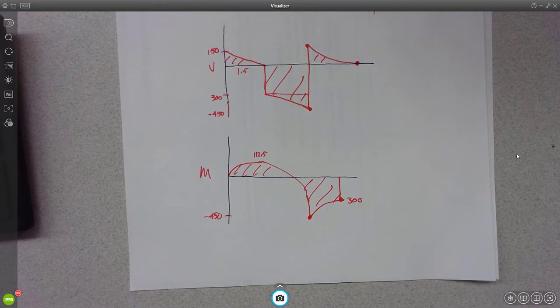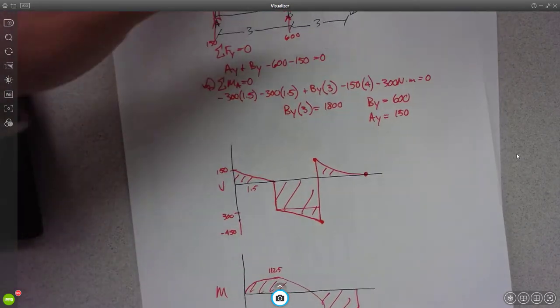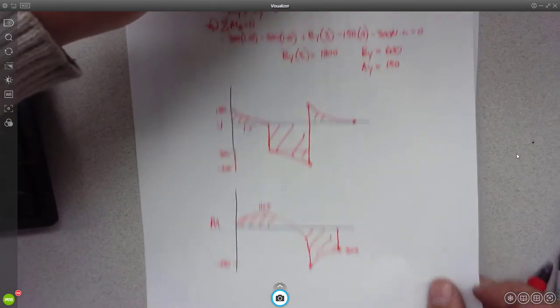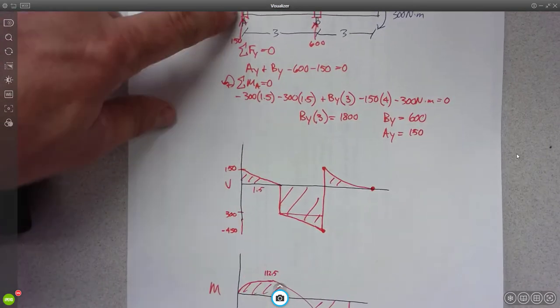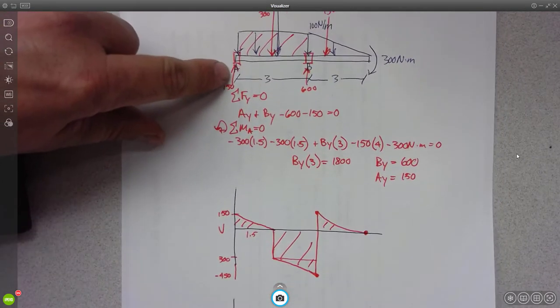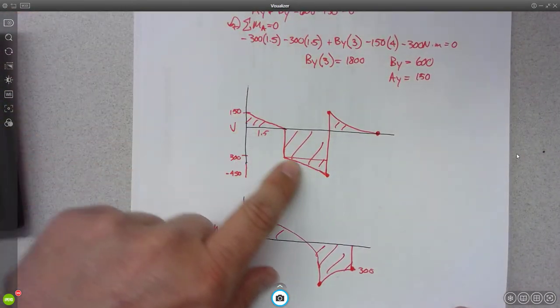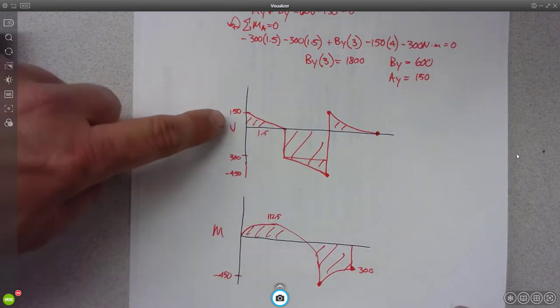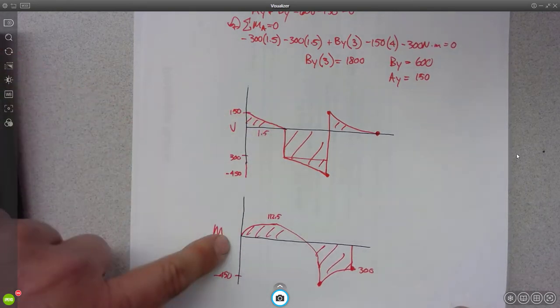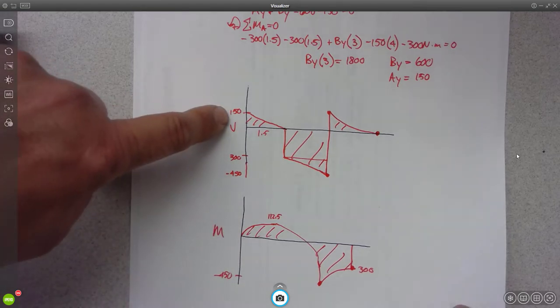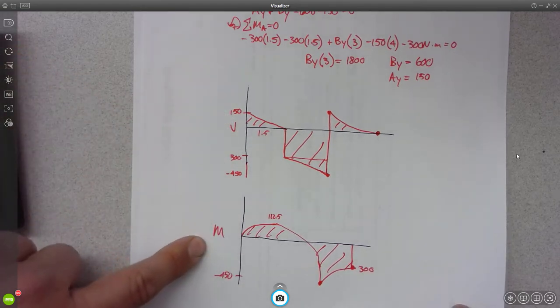Any other questions folks had on the exam? Yeah, this one definitely easier. Really? Okay. This one is not definitely easier, but it is quite solvable, right? You just have to stick to your guns of knowing that a point load causes a jump, a distributed load causes a negative slope, the value of the shear diagram gives you the slope of the moment diagram, the area underneath the shear diagram gives you the change in the moment diagram.